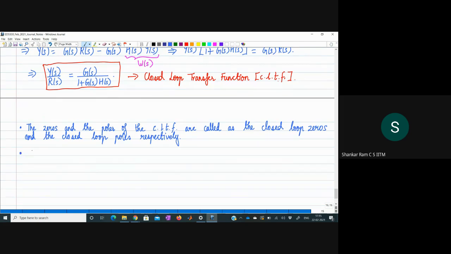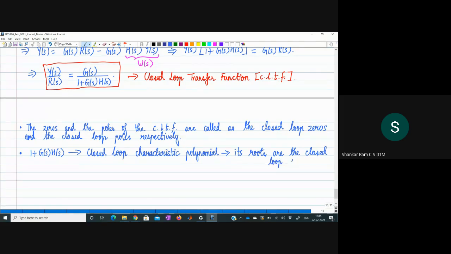Now, the second point is the following. If you look at the denominator of the closed loop transfer function, we have the polynomial 1 plus G of s H of s. So the polynomial 1 plus G of s H of s is what is called the closed loop characteristic polynomial. So what is so special about this closed loop characteristic polynomial? Its roots are the closed loop poles. Okay, so that's what is special about the closed loop characteristic polynomial.